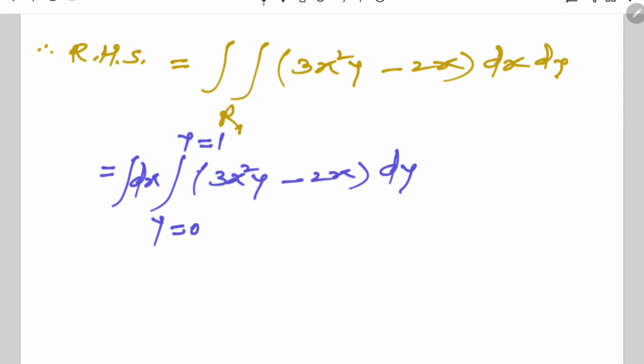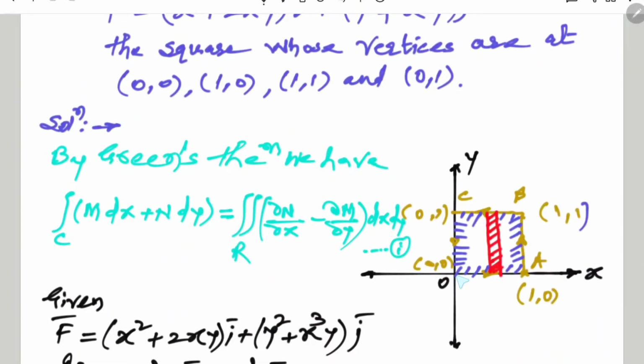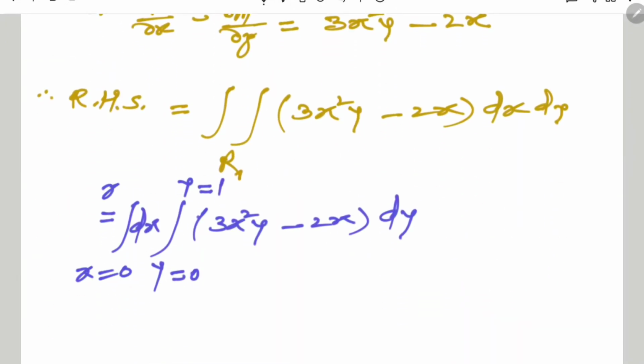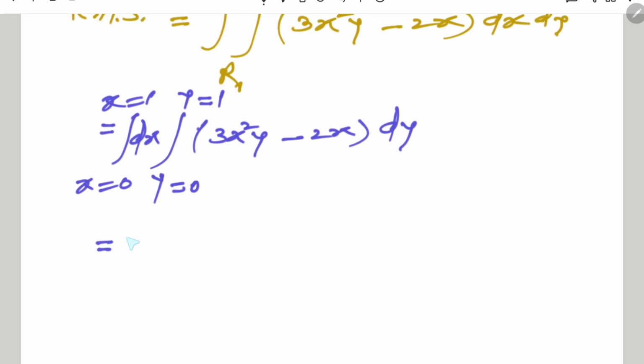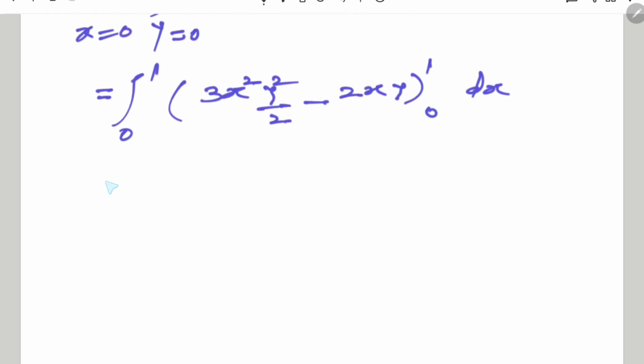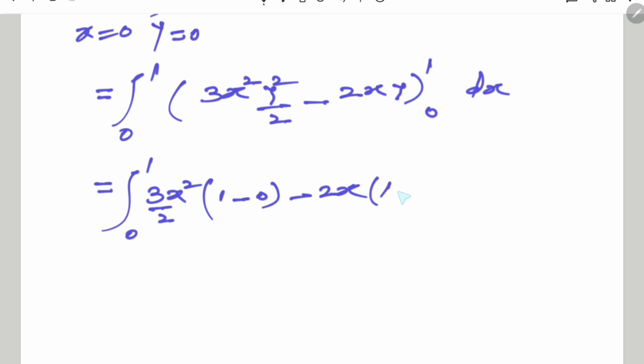And therefore, as the strip is parallel to the y axis, your first integration is with respect to y. Therefore, 3x square y minus 2x with respect to y between the limits y is equal to 0 to y is equal to 1. That line BC, equation is y is equal to 1. Therefore, these are the inner limits. Then we have to move that strip from the starting point to the end point of that region. The starting line is nothing but the y-axis, whose equation is x is equal to 0. Therefore, x is equal to 0 to the last point, where x is 1, and the outer limit is 0 to 1.